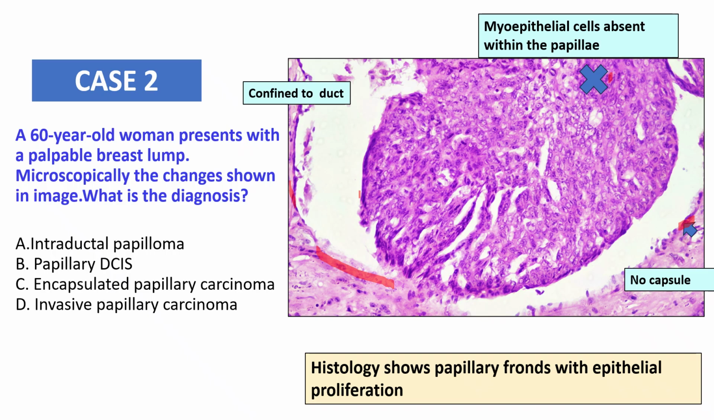First thing is, it is a papillary lesion, neoplasm. So no stromal invasion, so it is not invasive carcinoma. No capsule, so it is not encapsulated papillary carcinoma. And myoepithelial cells are absent within the papillae, so it is not intraductal papilloma. So what is it? It is papillary ductal carcinoma in situ.